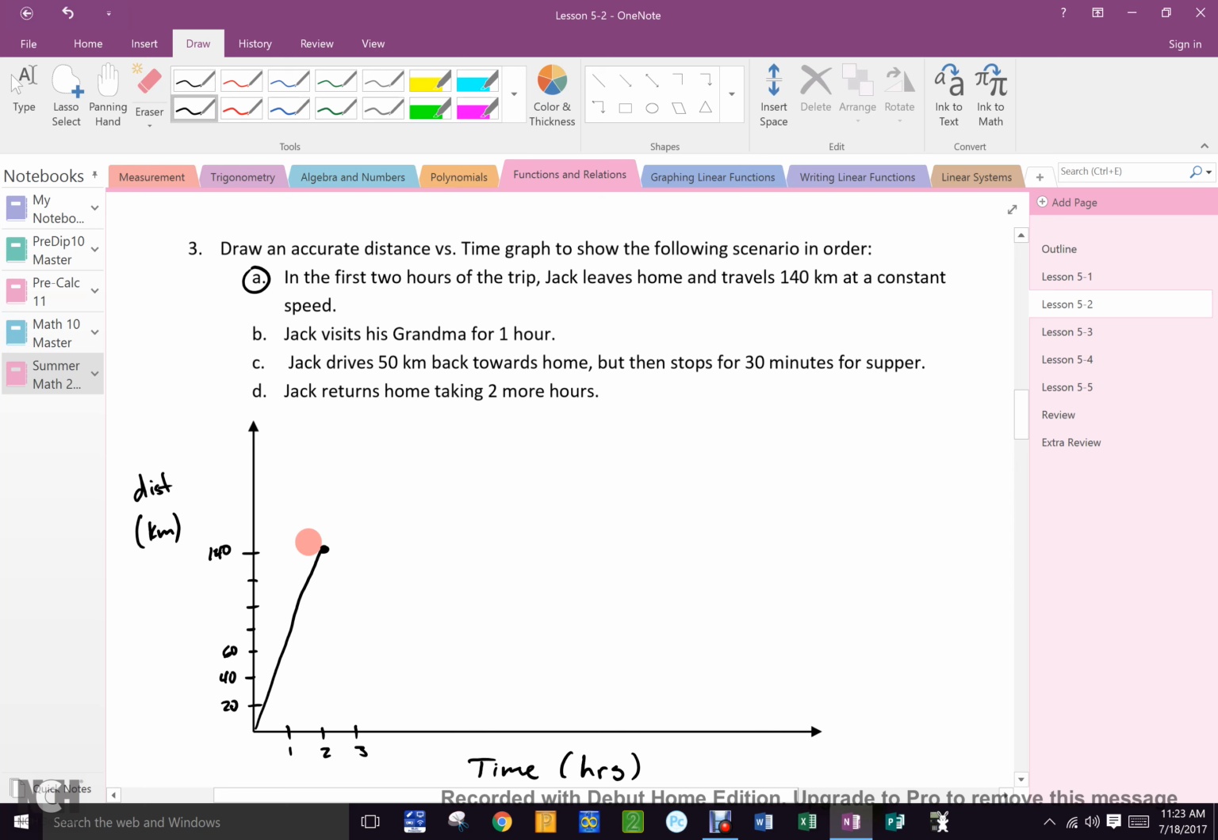Visits grandma for 1 hour. What kind of line? Well, they're all straight. Flat. Why? Flat, because he's not moving, but time is going on for 1 hour. So there's A, there's B. 2 to 3, that's 1 hour.